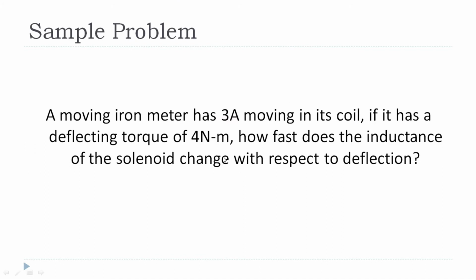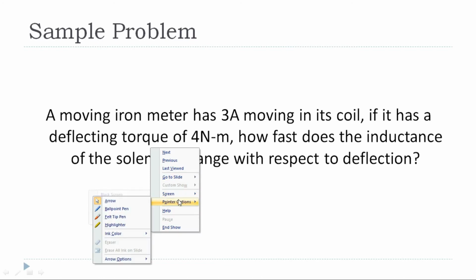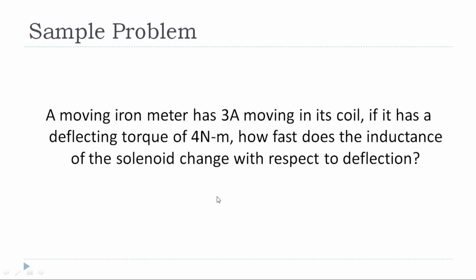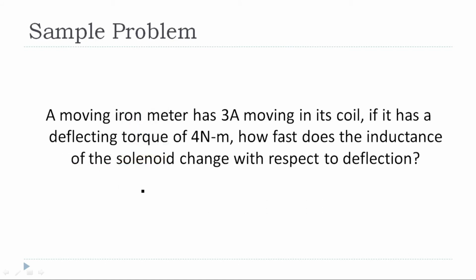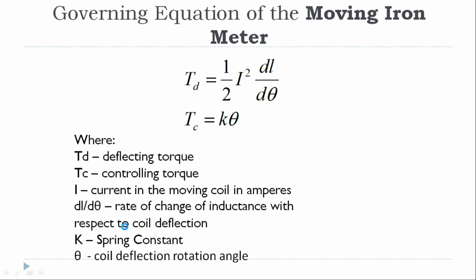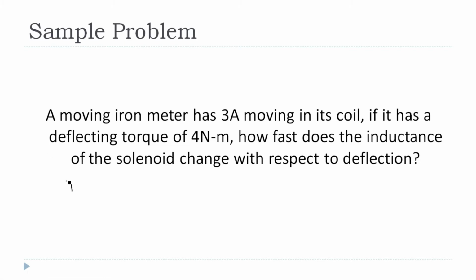A moving iron meter has 3 ampere moving in its coil. If it has a deflecting torque of 4 Newton meter, how fast does the inductance of the solenoid change with respect to the deflection? So we lack a pen here to write with. Let's write the formula. What is being asked here? How fast the inductance of the solenoid changes with respect to the deflection. So what is being asked is dL over d theta. So TD is equal to 1/2 I squared times dL over d theta.